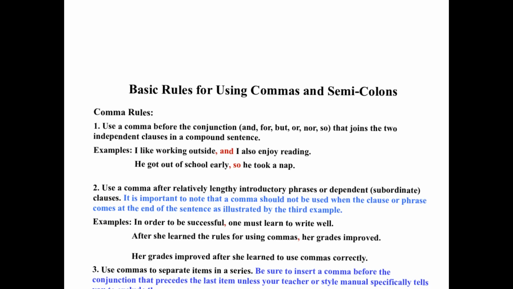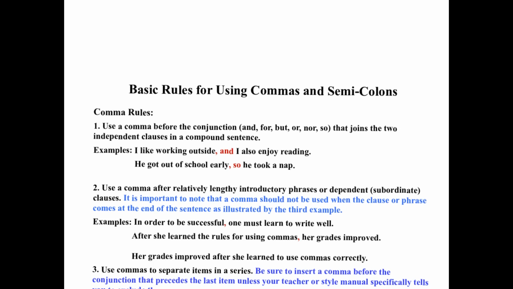Comma rules. Number 1, use a comma before the conjunction and, for, but, or, nor, so that joins two independent clauses in a compound sentence. All right? Now wait a minute. Let's pump the brakes. Let's take a review here.